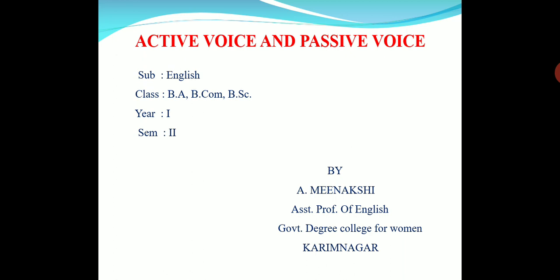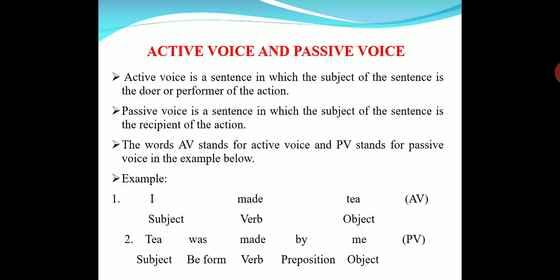Welcome to the class. Today's topic is active voice and passive voice. Active voice is a sentence in which the subject of the sentence is the doer or performer of the action. That means the subject is active. Passive voice is a sentence in which the subject of the sentence is the recipient of the action. Here the subject is passive. AV stands for active voice and PV stands for passive voice.